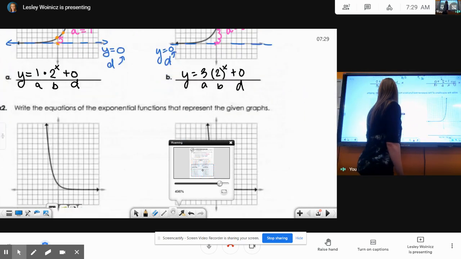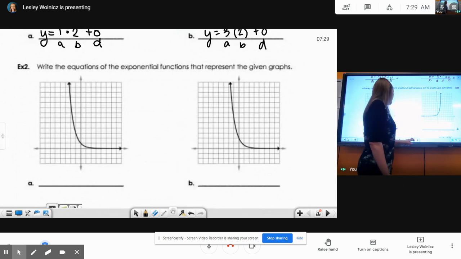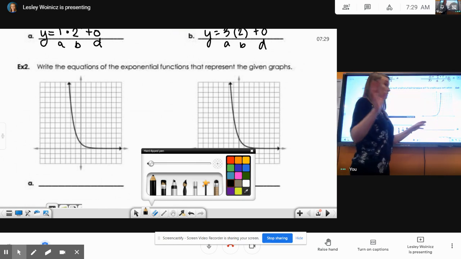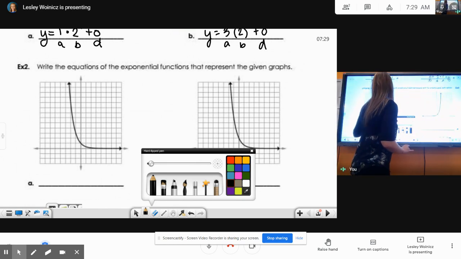Okay, so for example 3, we didn't do both of these. It was kind of overkill. It was like way too many. It's like, we get it already, Mrs. W. So we're just going to do example 2B.